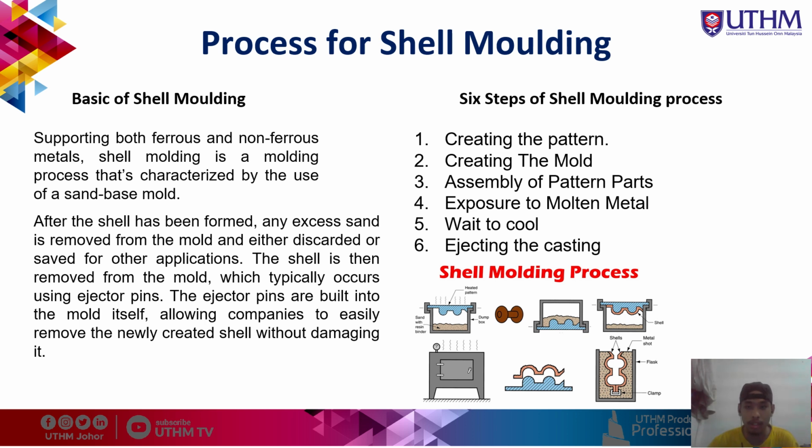There are six steps in the shell molding process. The first one is creating the pattern. The second is creating the mold, and third, assembly of pattern parts. Fourth, exposure to molten metal. Fifth, wait to cool, and the last one is ejecting the casting, like the pictures that appear in the slide.